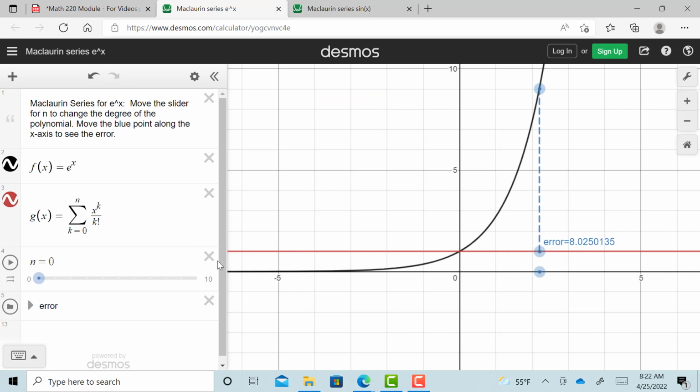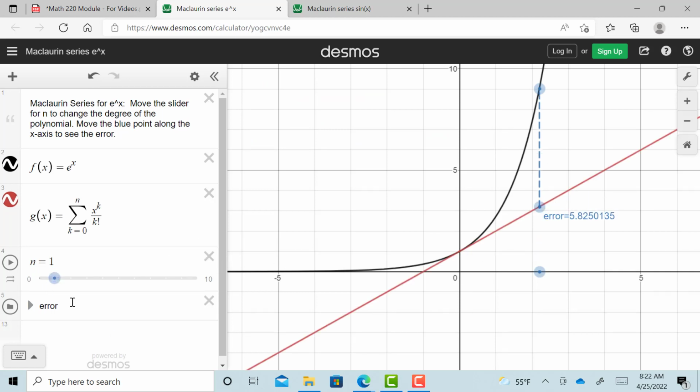Y equals 1. Now, if I drag it to n equals 1, look what happens. Now we get that line x plus 1. This is f of x equals x plus 1. It doesn't really look like it follows e to the x. E to the x is this black line. In fact, look at the error here with this blue line.